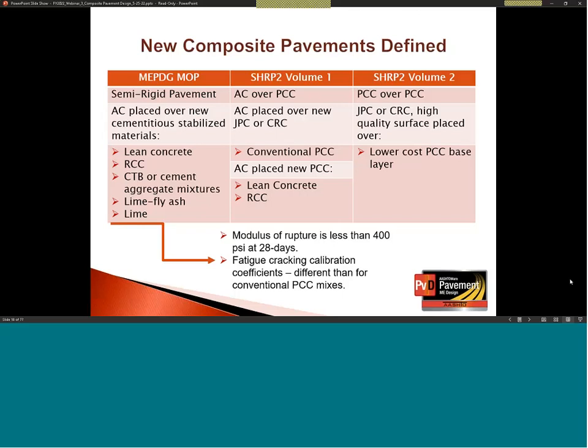So remember two distinct things. The modulus of rupture is generally very low, or less than 400 within the software for cement stabilized base material. And there are different fatigue cracking calibration coefficients in comparison to conventional PCC type mixes that are specific to the Sharp 2 reports for new composite pavements. Go to the next slide, Wouter.